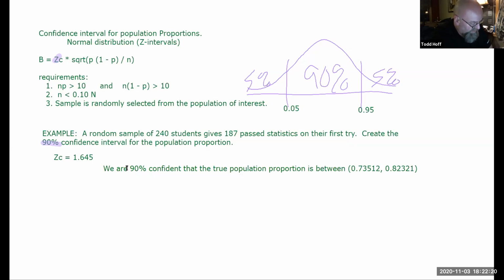Now, some might say, well, would that be the same as saying there's a 90% chance that the true proportion is in there? That is not true. That's not the way this works. 90% is not a probability. It's a level of confidence, and it's a very subtle difference, but it's not saying there's a 90% chance that it's in that interval. It's saying that if we repeated this process over and over again, 90% of the intervals we created would contain the true population proportion.